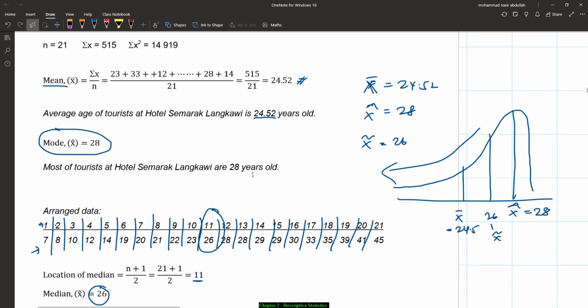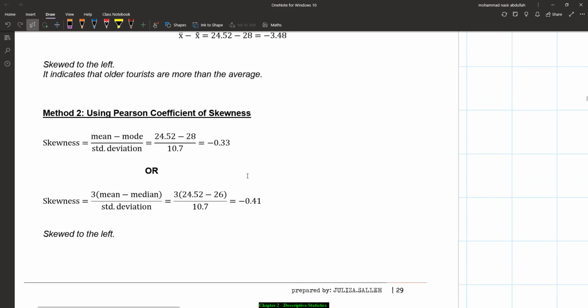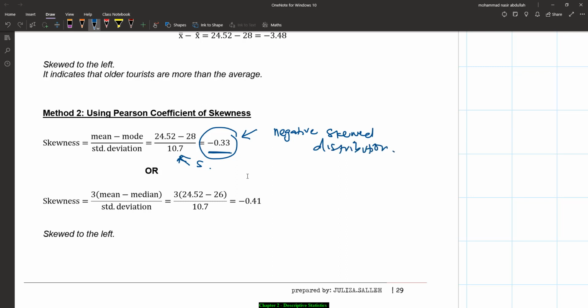Boleh? So this is by measure of central tendency. If you are using Pearson coefficient of skewness, you can use either one formula. So mean minus mode divided by standard deviation, mean 24.52 minus 28 divided by 10, which is the standard deviation, right? So equal to negative 0.33. So since we have a negative value, we can say that it is a negatively skewed distribution. Boleh, eh?